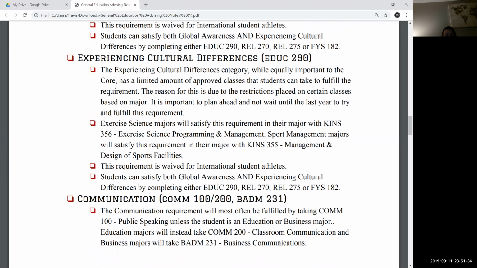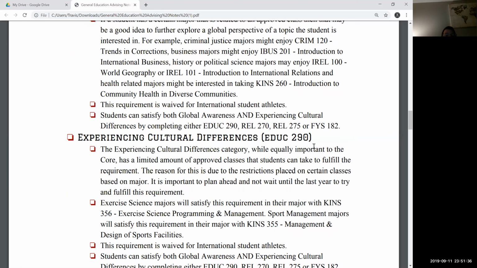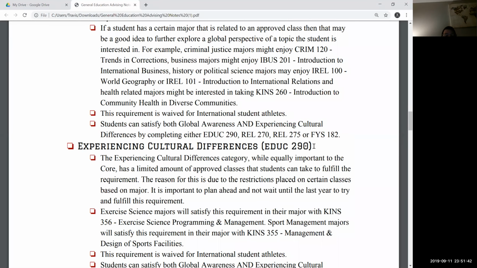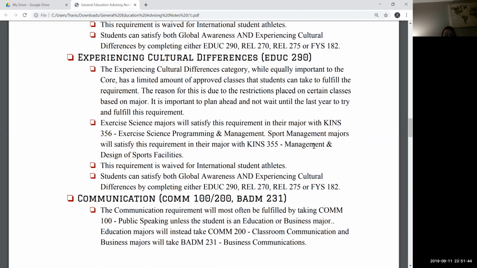The biggest reason why is you have already experienced global awareness and experiencing cultural differences compared to domestic students. So you are not required to do that. You do not get credit. You can still take these classes. You're just not required to. So that's something to pay attention to.